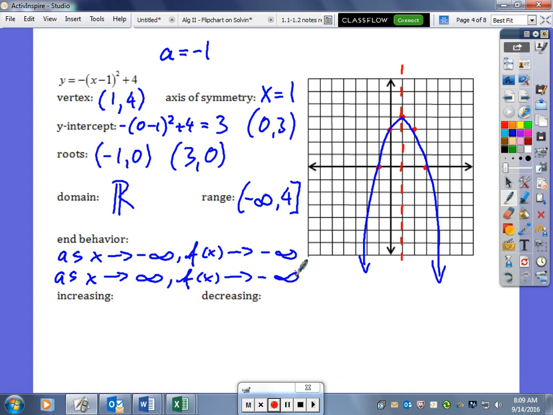All right, so let's find our increasing interval. The increasing interval is this time on the left. All this part is the increasing interval. In other words, from negative infinity to positive 1. And the decreasing interval goes from there, from positive 1 all the way to positive infinity.